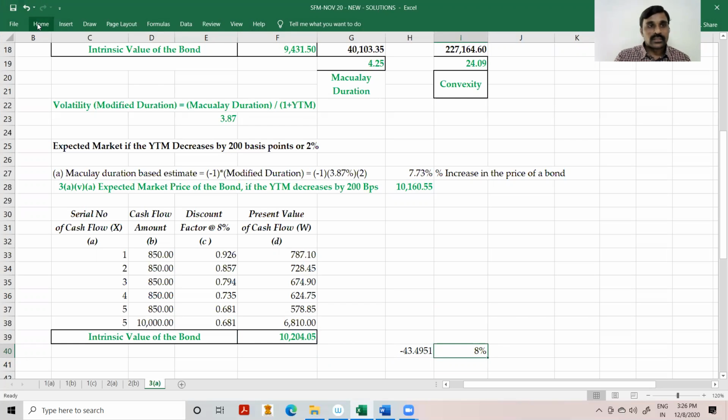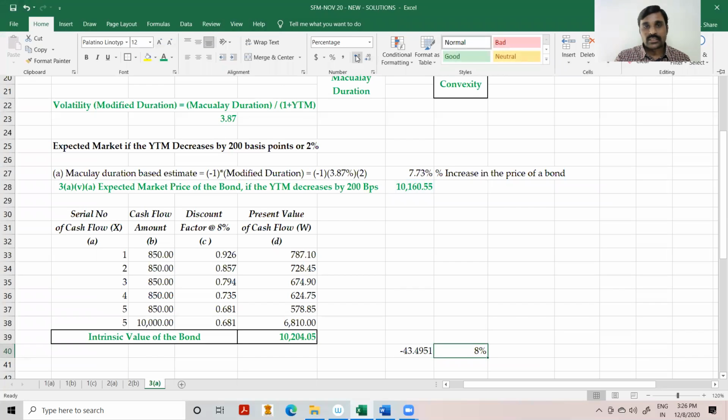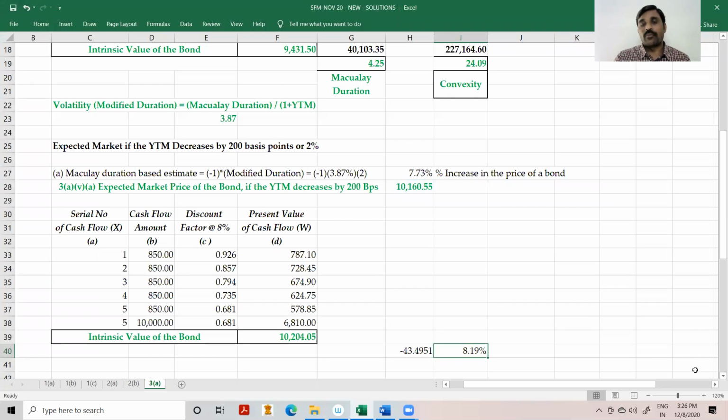This is 8%. This is the actual increase. Based on the present value method, 8.19%. And this is 7.73%. Don't think that is a small percentage. You have to see the error. How much is the error? 8.19% minus 7.73%, divided by 7.73%.